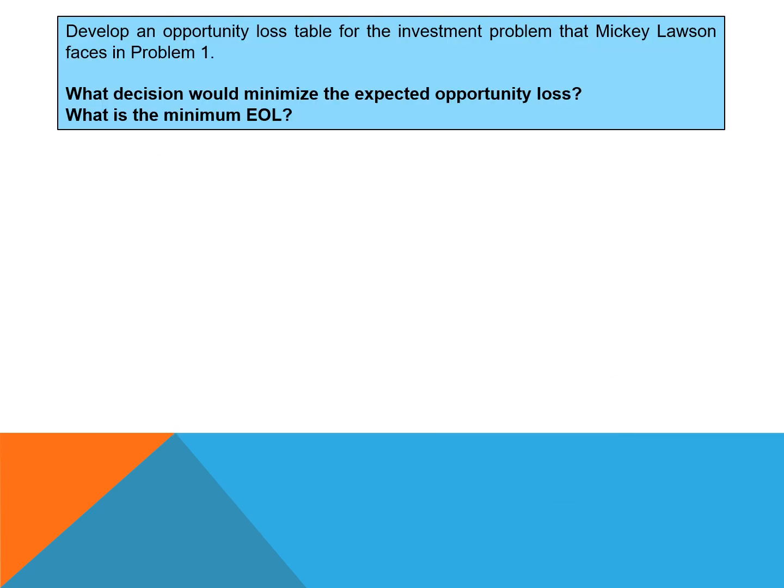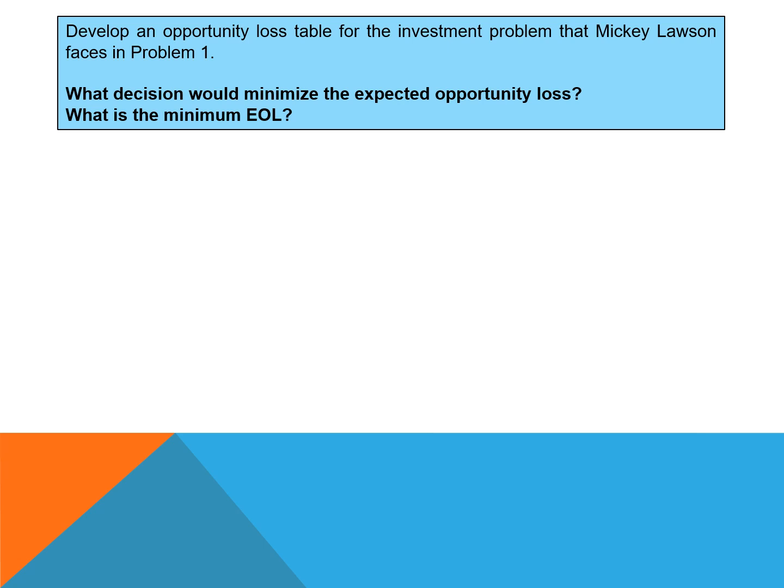So next question. The last problem here is to develop an opportunity loss table for the investment problem that Mickey Lawson faces in problem 1. The data we will use is the data from problem 1. There are two requirements. First, what decision would minimize the expected opportunity loss? This question is very direct. We compute the expected opportunity loss. Then, what is the minimum EOL, or expected opportunity loss?